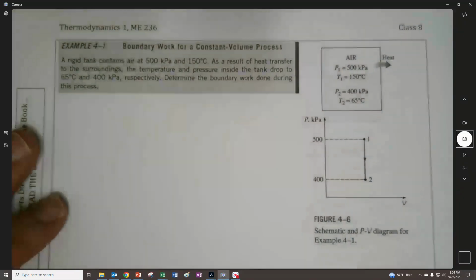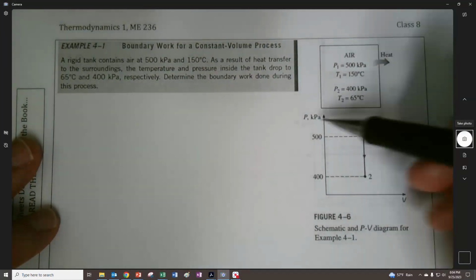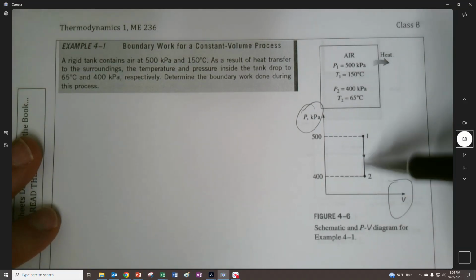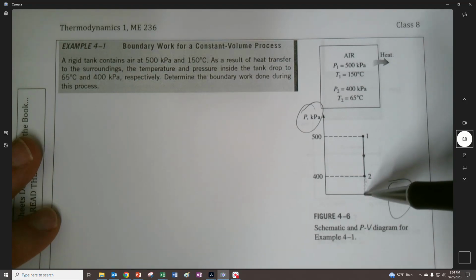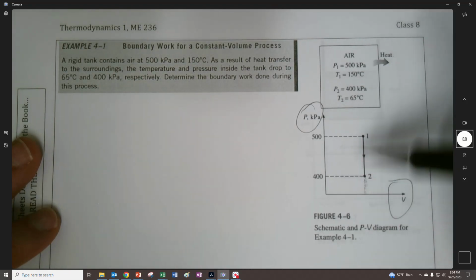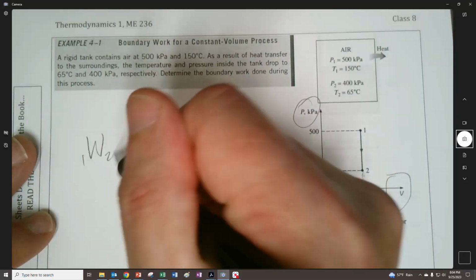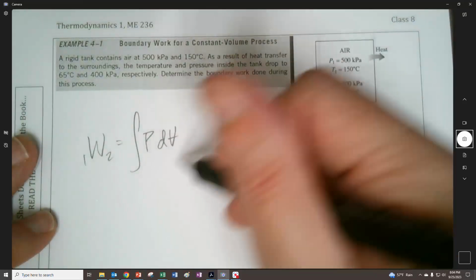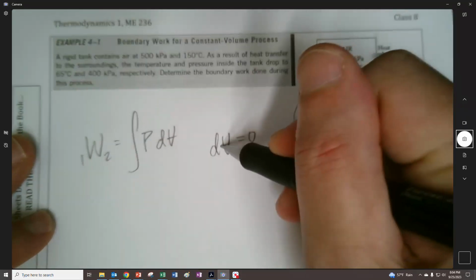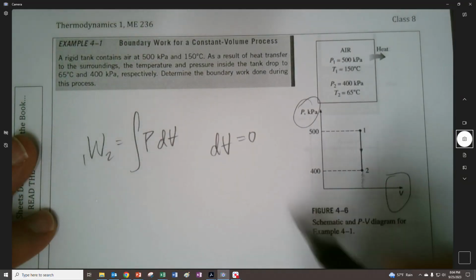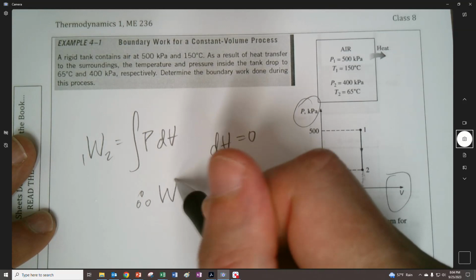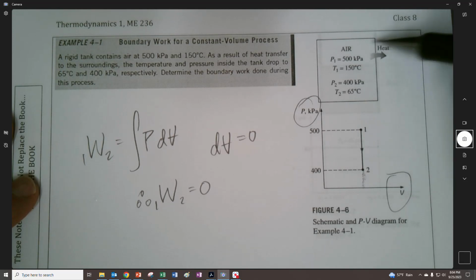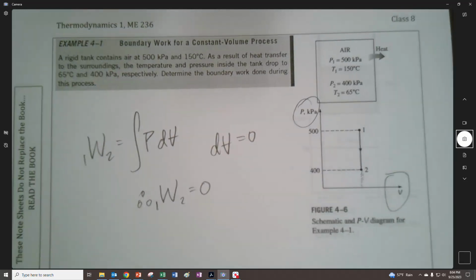Well, this is a trick question, and we already see the graph right here. We can't get an area underneath there. There's no work. There can't be any work, right? Because work, as we defined it, is pressure times change in volume. But dV is equal to 0. There is no delta V in here. Therefore, the work from 1 to 2 is equal to 0. No work takes place. There could be heat transfer taking place, but no work.